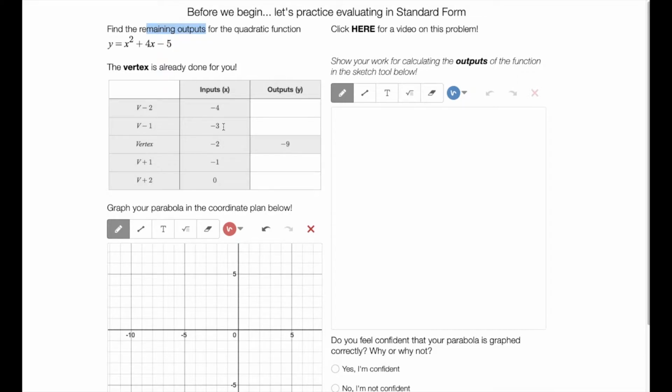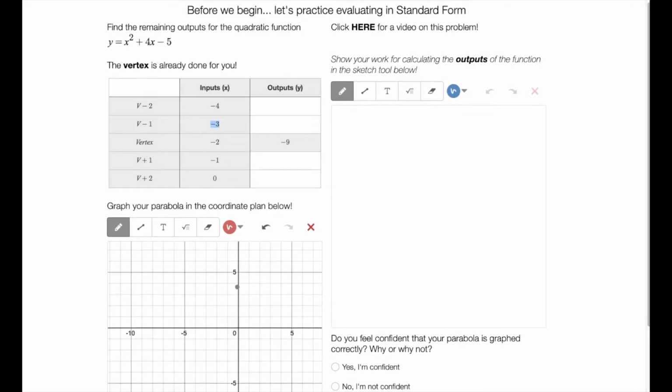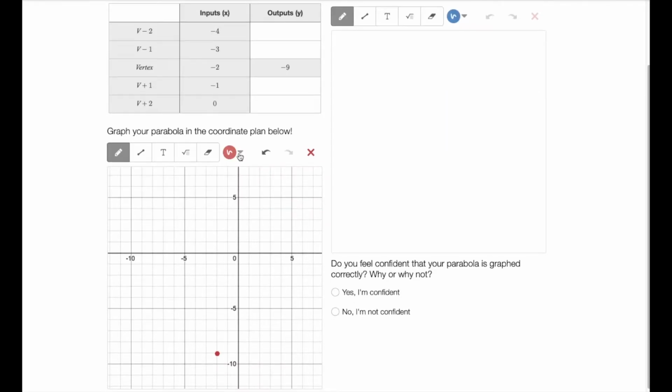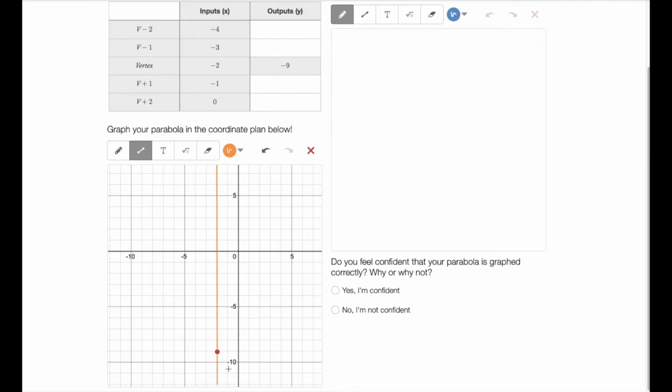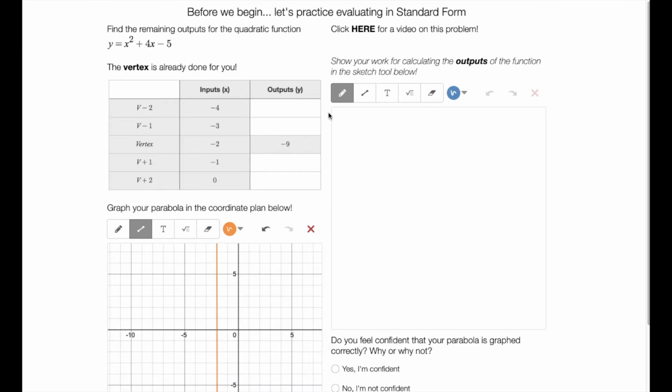The inputs are also already done for us. The vertex -2; -1 is -3. That's going to be the point to the left. And -4 would be 2 points to the left. -2 plus 1 would be -1. That's the point to the right. And 0. So again, if you want, you can put in the axis of symmetry. And this will show you that your parabola is going to be over here. So we just need to find the output for -1 and 0 and the output for -3 and -4.